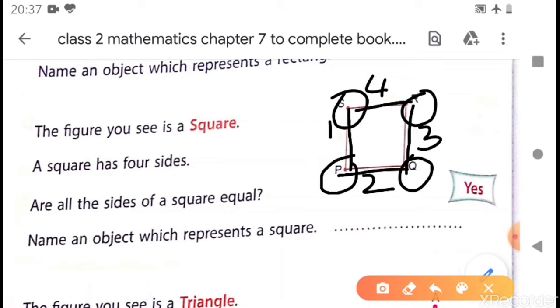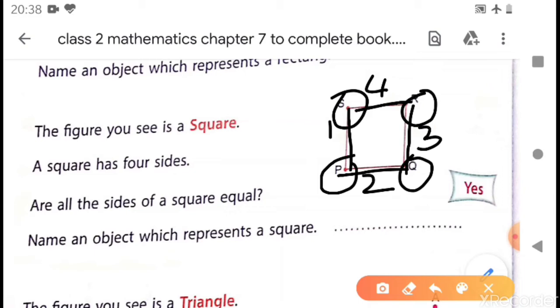But the difference between a square and a rectangle, what is the difference between a square and a rectangle? In a square all the 4 sides are of same length. In a rectangle the opposite sides are of equal length. In a square all the 4 sides are of same length. So a square is a plane shape having all 4 sides equal.